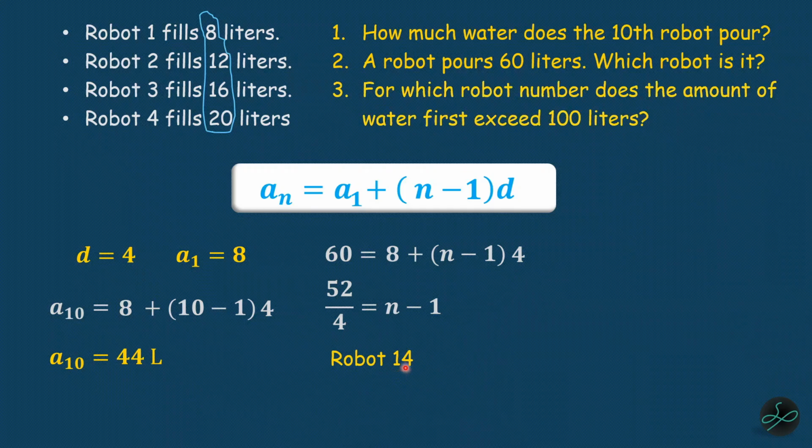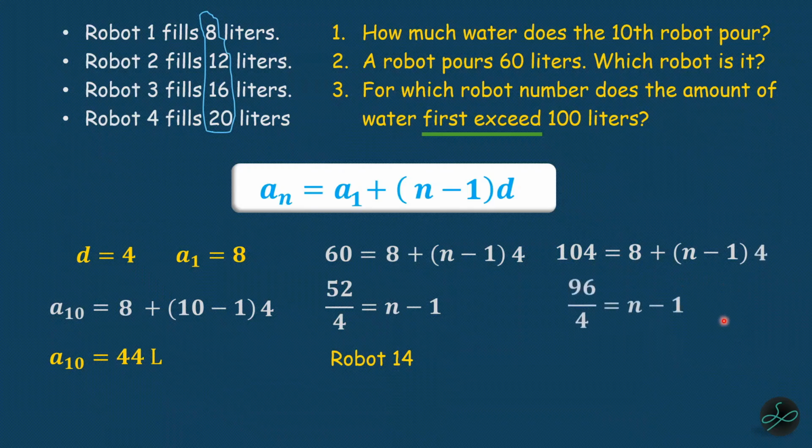Third question. For which robot number does the amount of water first exceed 100 liters? There is a keyword here, first exceed. Since the common difference is 4 and the given terms here are as well divisible by 4, the amount of water should be the first number greater than 100, which is divisible by 4. That would simply be 104. Take that as the a sub n, 104 equals 8 plus the quantity of n minus 1 multiplied by 4. Simplifying the equation and solving for n gives 25.